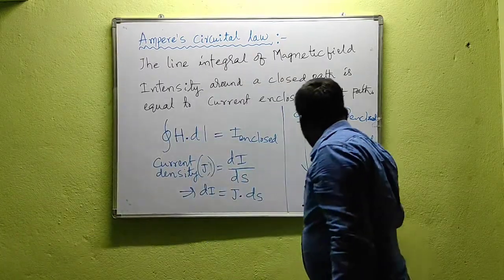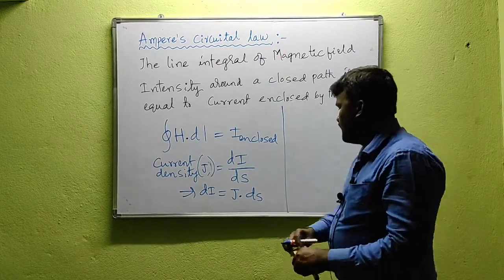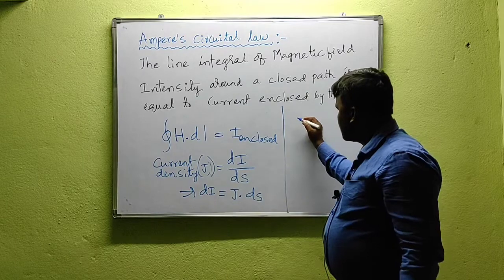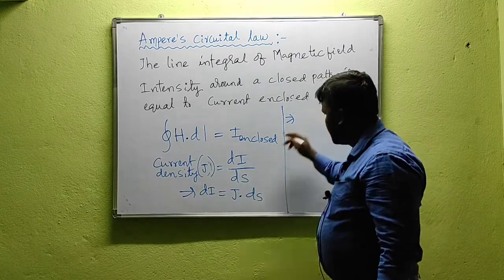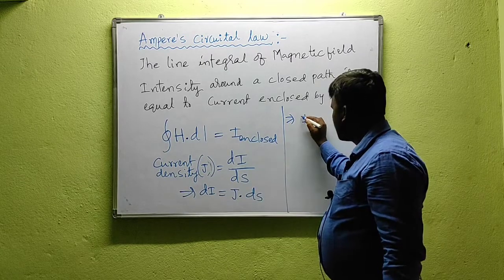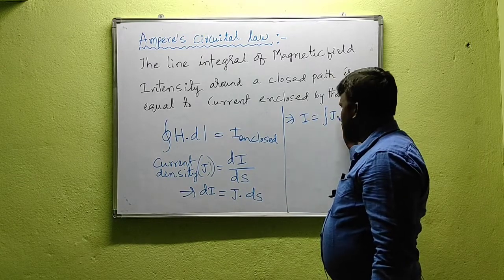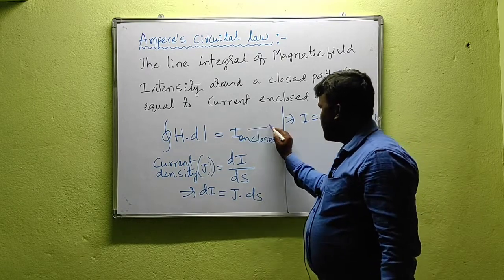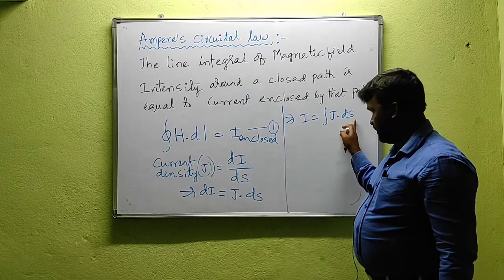Now we can go for dI. Apply integration on both sides. On the left-hand side, the integration and differentiation cancel out, and we get I equal to integral J dot dS. This is the mathematical statement of Ampere's circuit law, that is I equal to integral J dot dS.